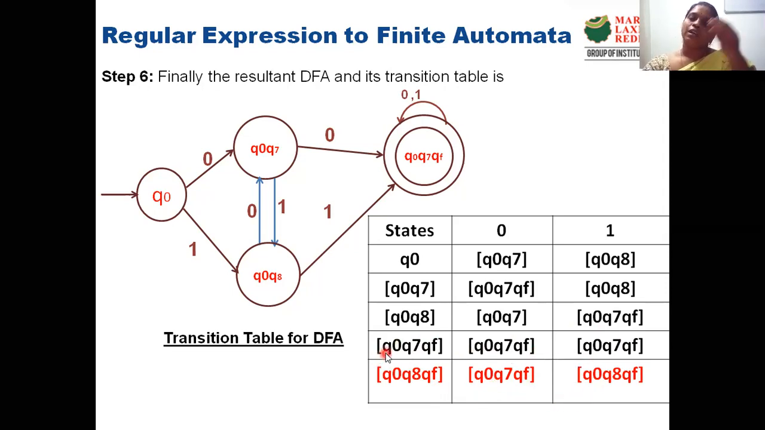So if we arrive in this situation, we can reduce the DFA further by one state, because these are two repeated transitions. So now we can eliminate this state, such that this is the eliminated state Q0, Q8, QF, and this is our final DFA for the given regular expression. Thank you.